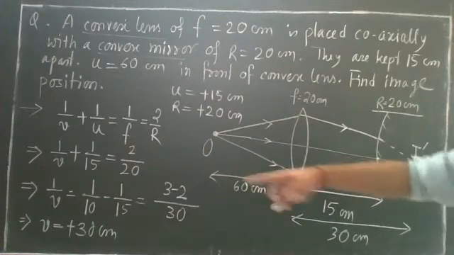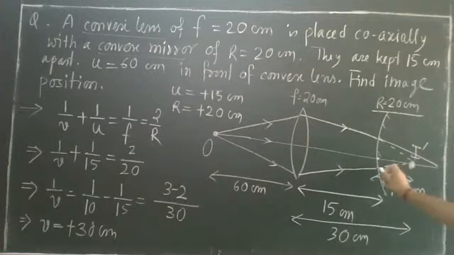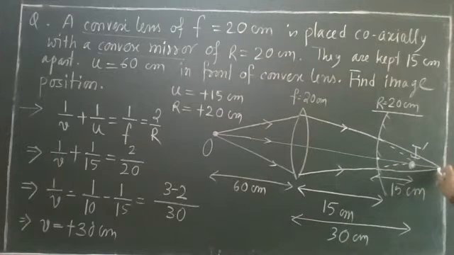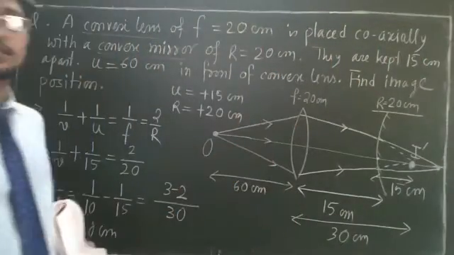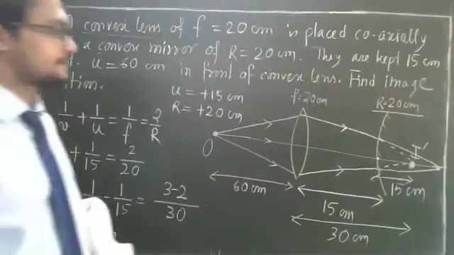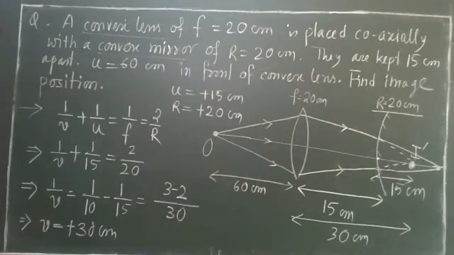So here V we are getting positive. That means the image will be formed at any point inside the mirror or behind the mirror, not in front of the mirror. Behind the mirror means which kind of image? Virtual image. Yes.